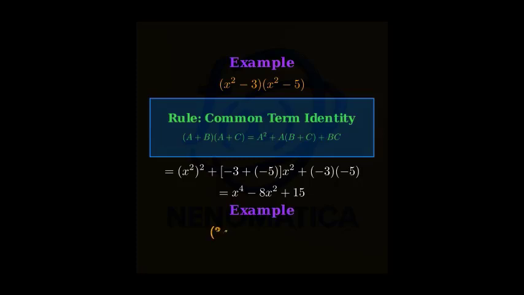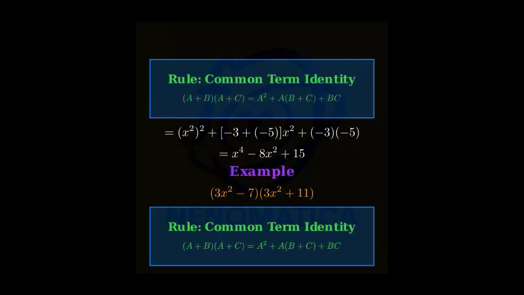Here we need to expand the product of (3x squared - 7)(3x squared + 11). We'll use the same common term identity for this problem. In this case, 3x squared is our common term, a, -7 is b, and +11 is c.